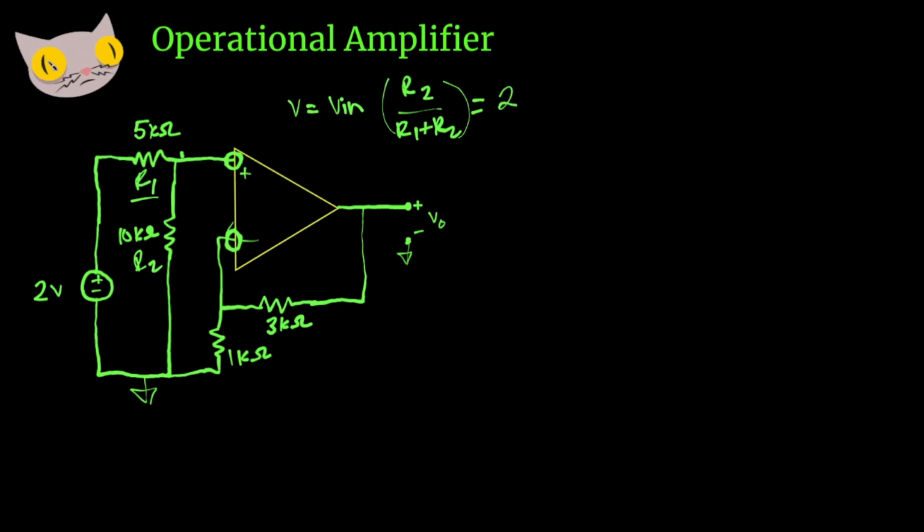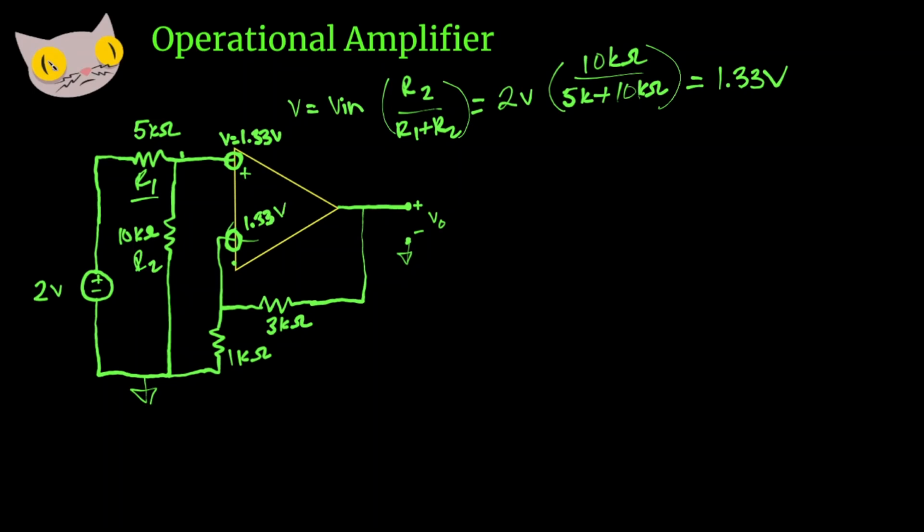So we have 2 volts times 10k ohm over 5k plus 10k. That's going to give us about 1.33 volts. And remember, the voltage has to be the same at both of these inputs. So the voltage is going to be 1.33 volts here and 1.33 volts here. Okay, we have that. Now let's try to find our current.